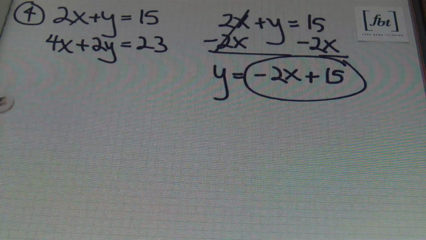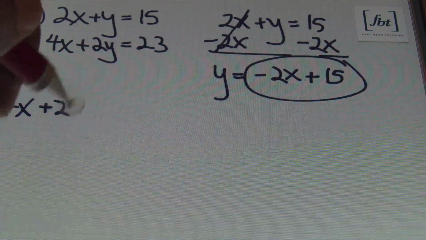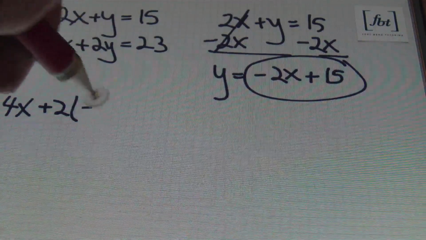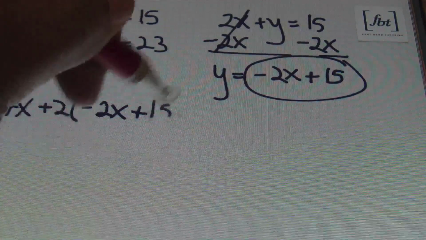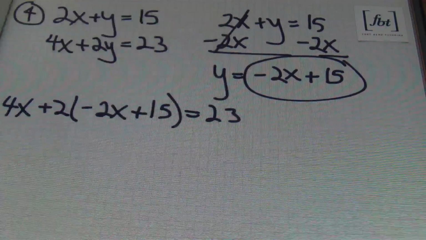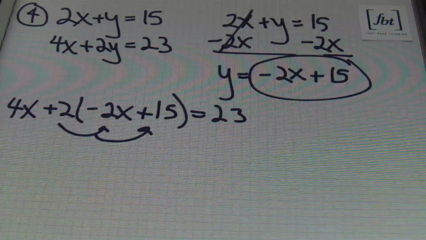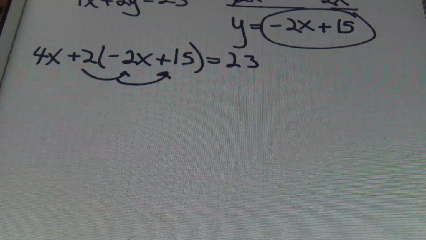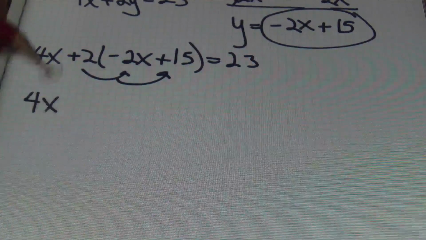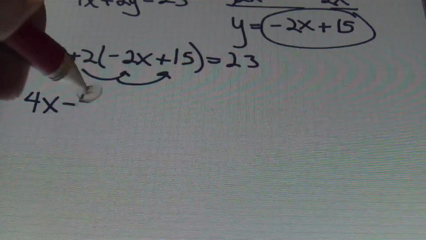Rewriting the second equation, we'll have 4x plus 2 times my value of y here, which is negative 2x plus 15, equals 23. From here, I'm going to distribute. So I got my arrows popping, my favorite property in the world, and I'll bring down my 4x. 2 times negative 2x is going to be negative 4x.